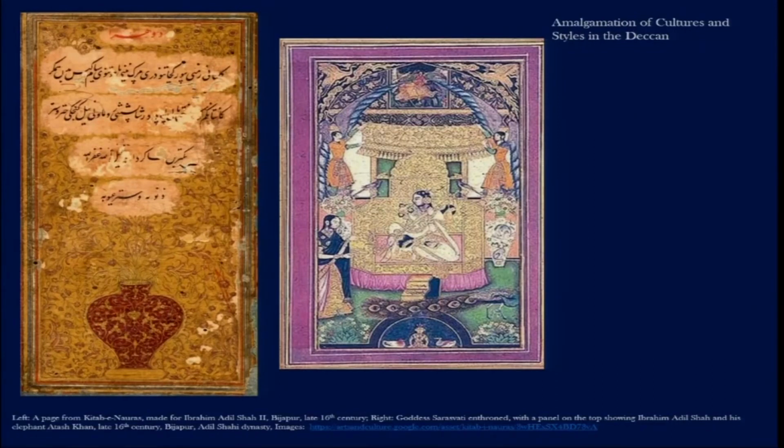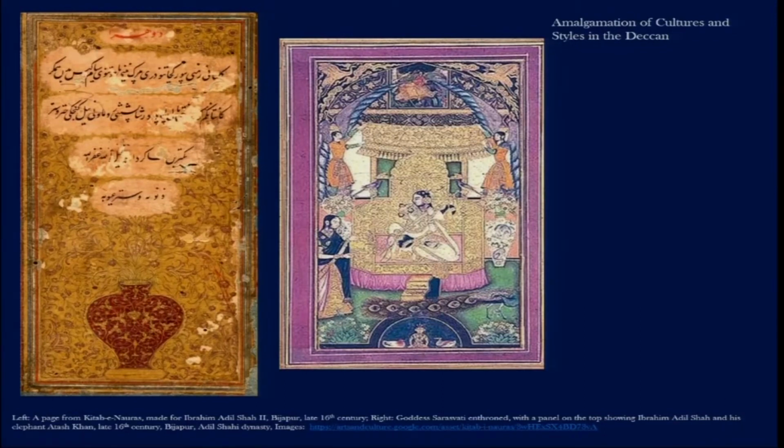So, this is an image that we find in the left side of the slide, and this is a page from this book called Kitab-e-Nauruz, which was made for Ibrahim Adil Shah II in Bijapur in the 16th century, and this is something that talks about this cultural amalgamation.